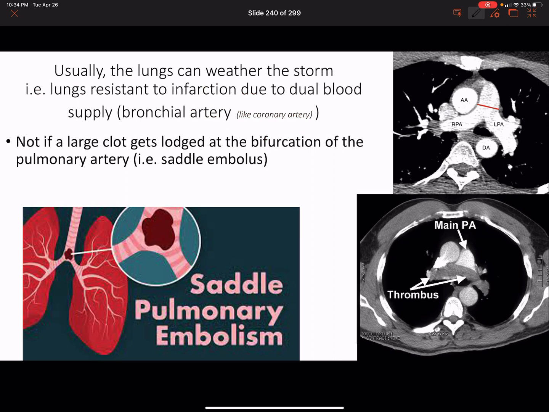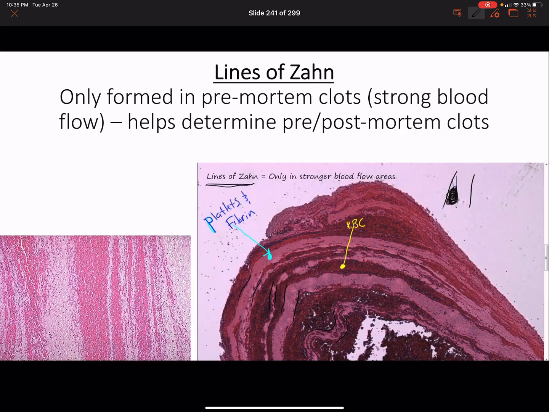There we go. All right, so the lungs can weather the storm, like we said. They have this dual blood supply. They're resistant to infarction, unless you have a really huge one, a saddle emboli, which sits right at the carina, which is where the two main stem bronchi are going to branch from one another. And you can see this on an axial MRI as well.